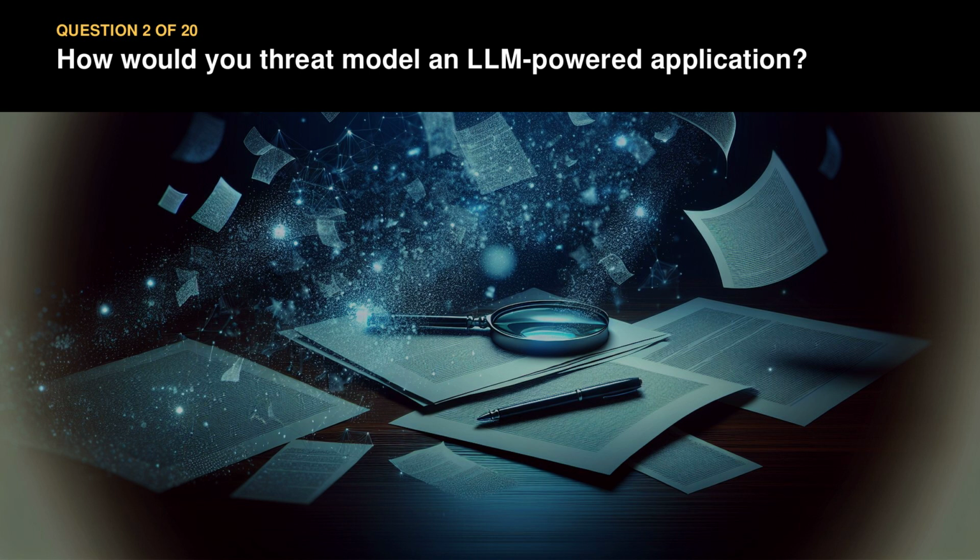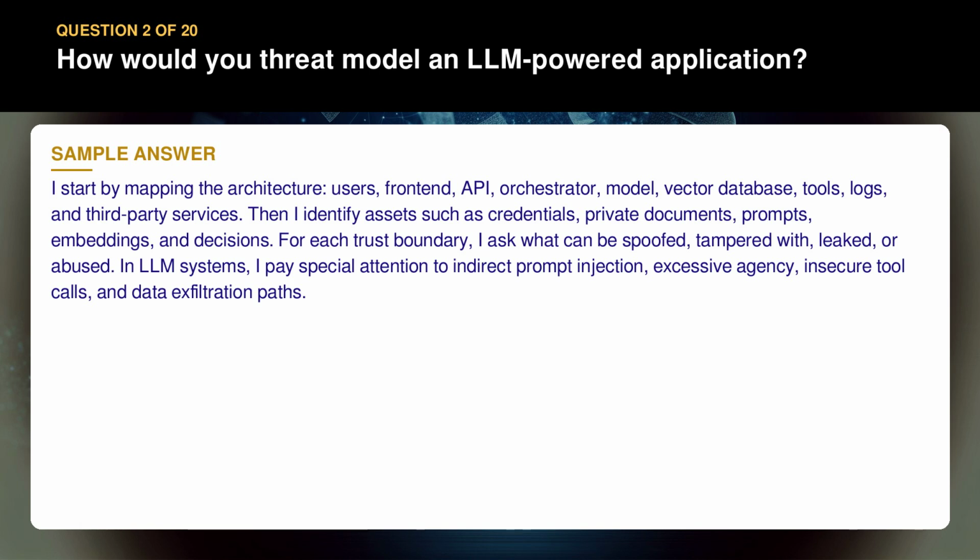Question 2. How would you threat model an LLM-powered application? I start by mapping the architecture: users, front-end, API, orchestrator, model, vector database, tools, logs, and third-party services. Then I identify assets such as credentials, private documents, prompts, embeddings, and decisions. For each trust boundary, I ask what can be spoofed, tampered with, leaked, or abused.